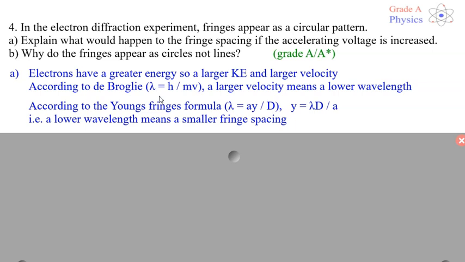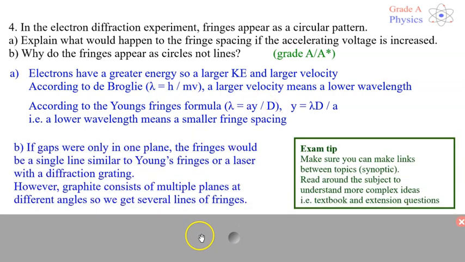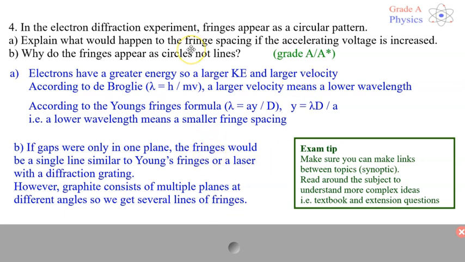Then we need to think, if it's a lower wavelength, how will that affect the fringe spacing? We can make reference to the Young's fringe formula here. Lambda is equal to a times y over D, and make y the subject, where y is the fringe separation, is equal to lambda D over a. The distance hasn't changed, the slit spacing or the gap hasn't changed. If we have a lower wavelength, then we're going to have a lower fringe spacing. So quite a difficult question, quite synoptic. It's bringing together lots of ideas, and in your answer, you would need to make reference to the formula.